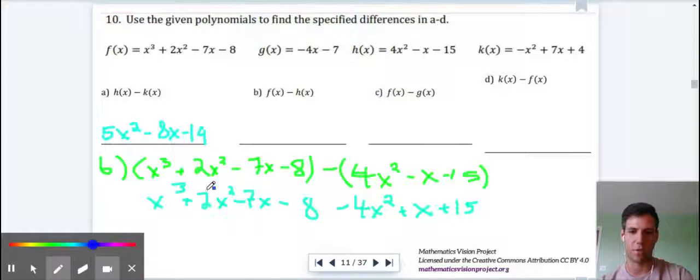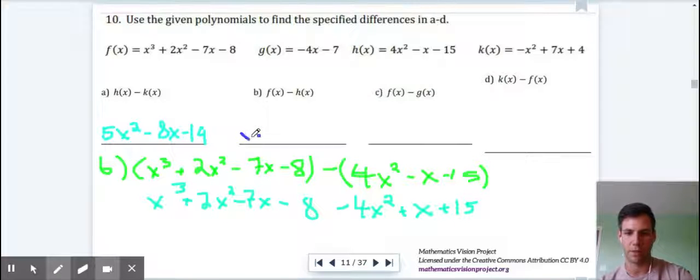I only have one x cubed term, so x cubed is by itself, and we can just write that down first. I have 2x squared and negative 4x squared would combine to make negative 2x squared. I have negative 7x and positive x would make negative 6x. And negative 8 plus 15 would equal 7.